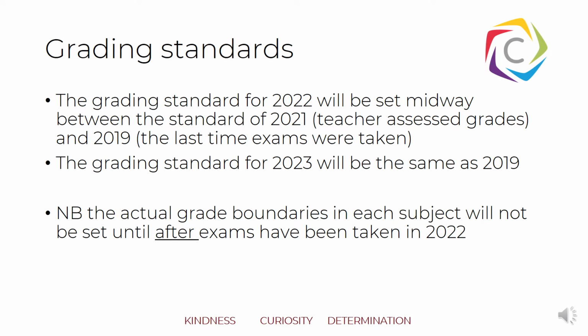It's worth noting, however, that while that is the intention Ofqual have announced, the actual grade boundaries for each individual subject will not be set until after exams have been taken in 2022. So only when the chief examiners can see all of the work that candidates have produced will they then be able to set the grade boundaries to produce the right proportion of grades in each subject. So your teachers will not know what the grade boundaries are before you sit your exams, and therefore we are going to need to make some estimates of grades when we're doing your mock exams and so on and so forth, linked to the standards that we've seen.